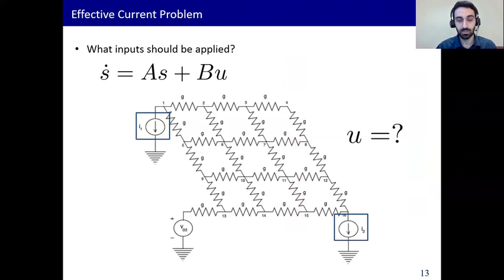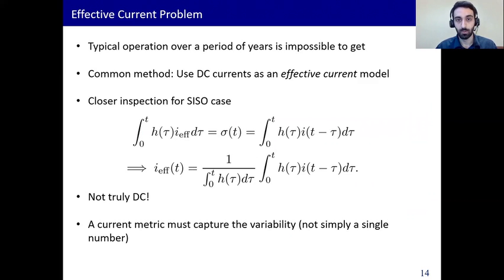However, when trying to simulate such a system over years of operation, we are immediately faced with the problem of what inputs U should we apply as stimulus to the system. The vector U holds the values of the current sources loading the grid. Since typical operation over a period of years is impossible to get, the common method has been to use DC currents as an effective current model.